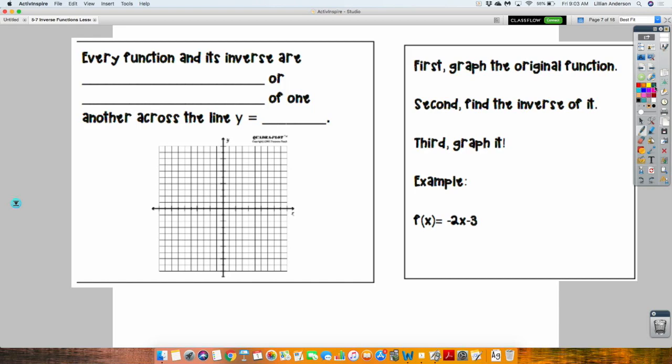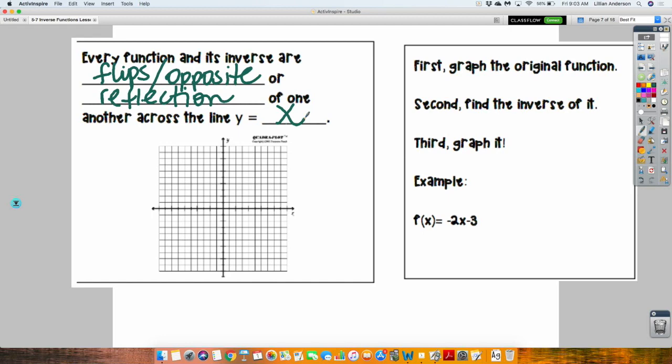Now, when you're graphing inverse functions, every function and its inverse are reflections or flips of one another, across the line y equals x. So they are flips, or you can say opposites of each other, or reflections of each other. Everybody knows what a reflection is? It looks the exact same, but this time it's just across the line y equals x.